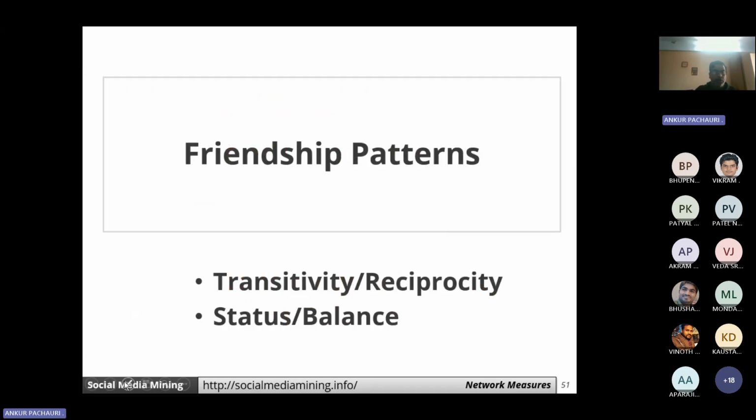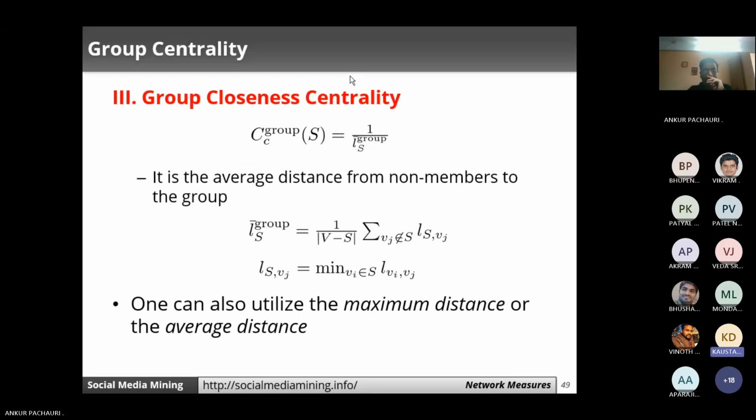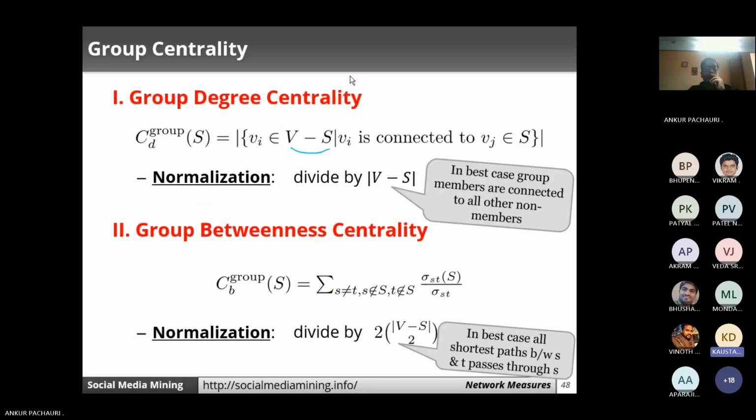If we have to find out the network measures based on the patterns... Sir, one quick question. For that group, can we create a group of vertices which are not connected? Is it mandatory for the vertices of a group to be connected?